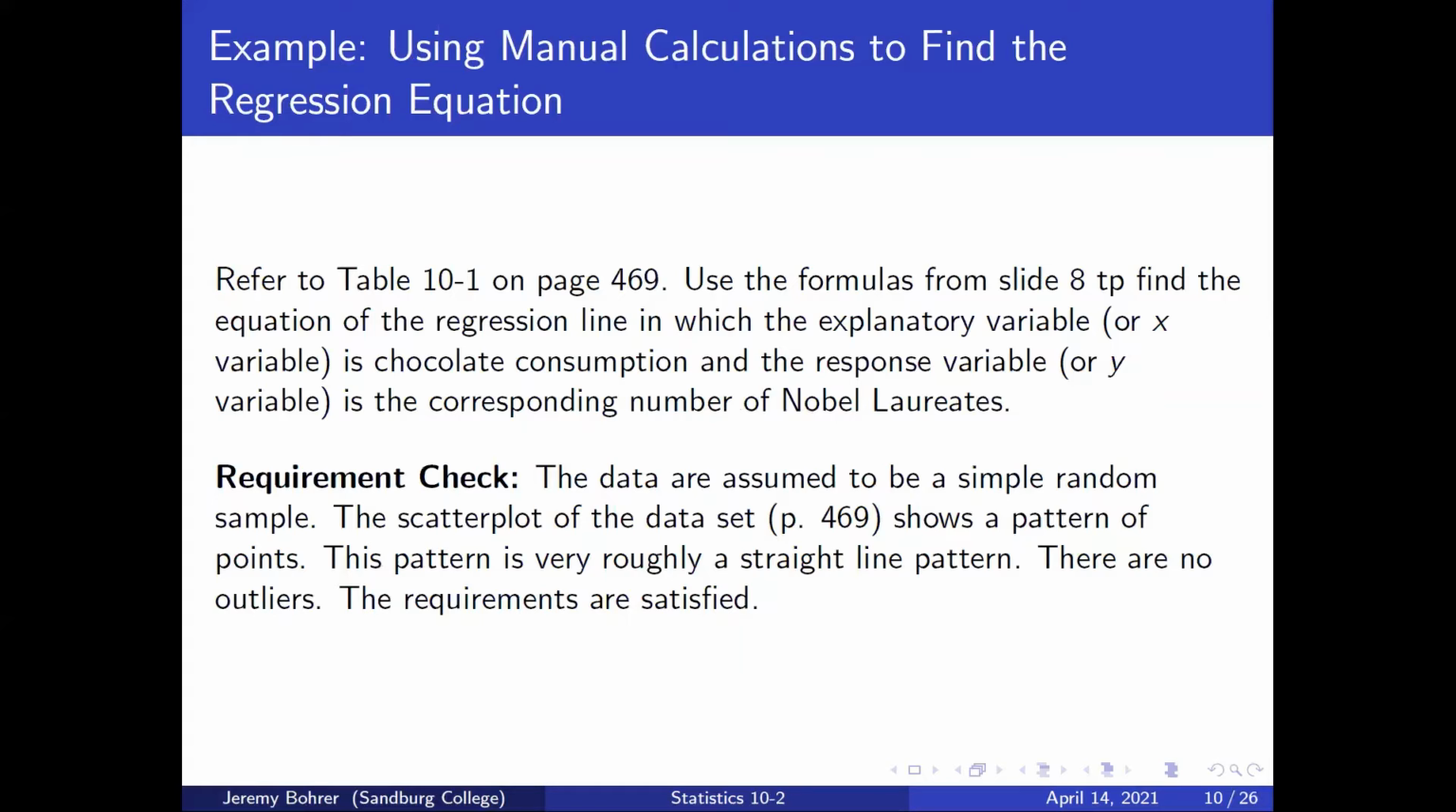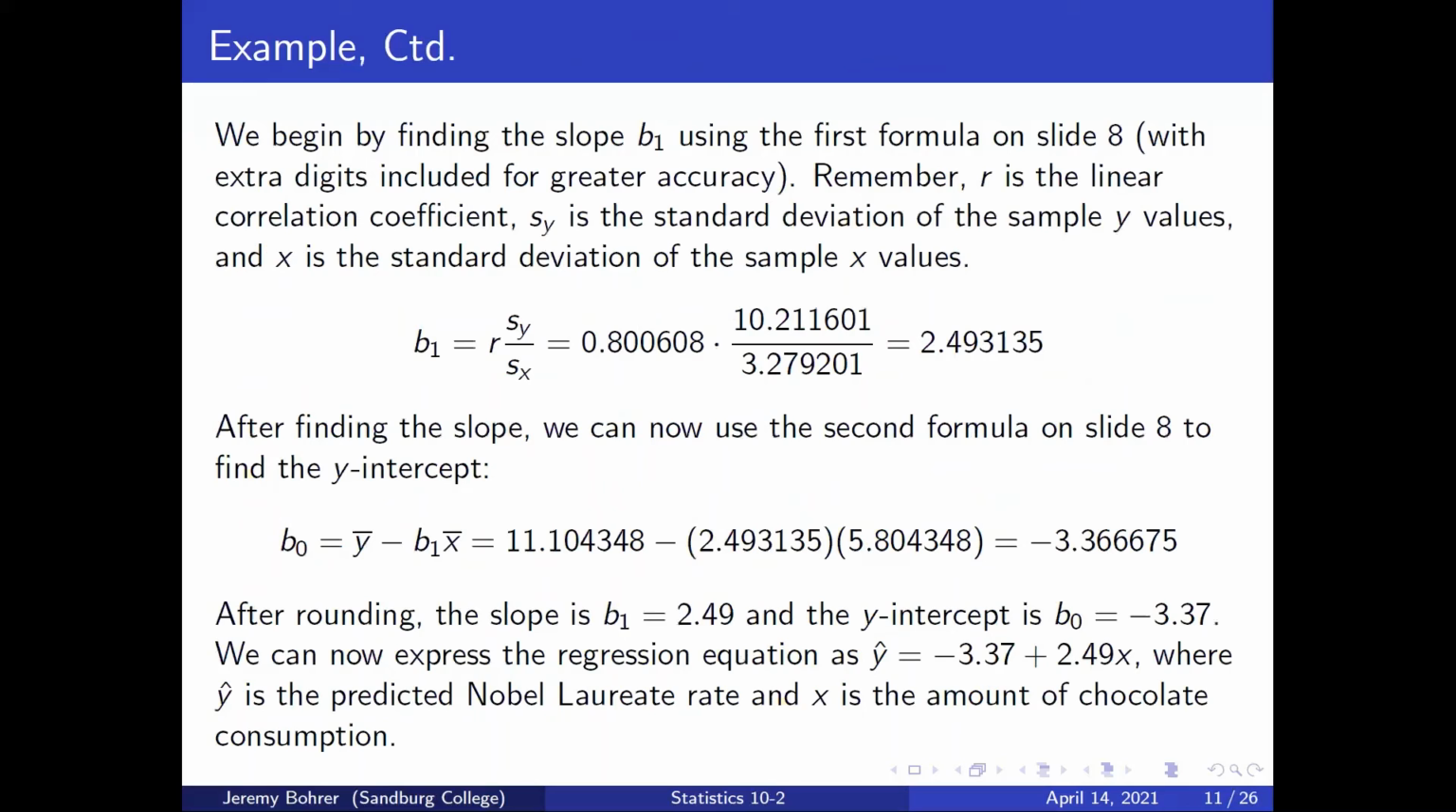Requirement check. The data are assumed to be a simple random sample. The scatter plot of the data set on page 469 shows a pattern of points. The pattern is very roughly a straight line pattern. There are no outliers. The requirements are satisfied.